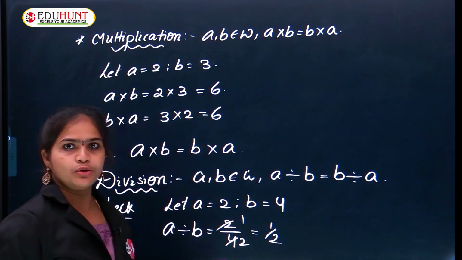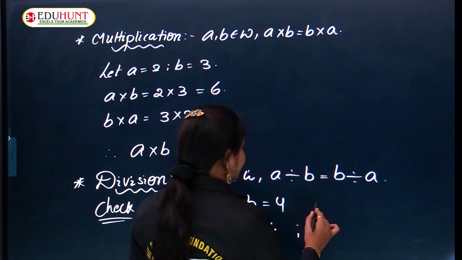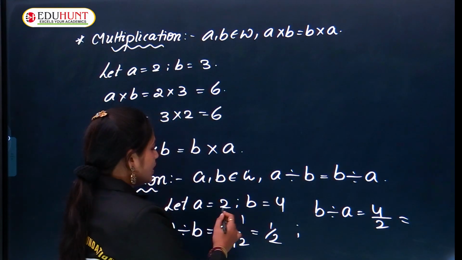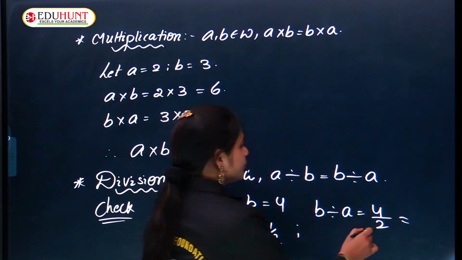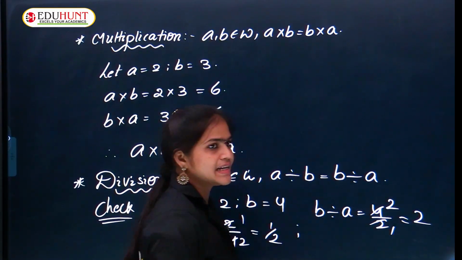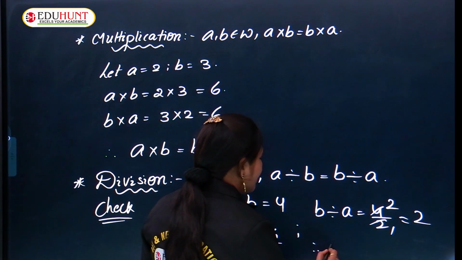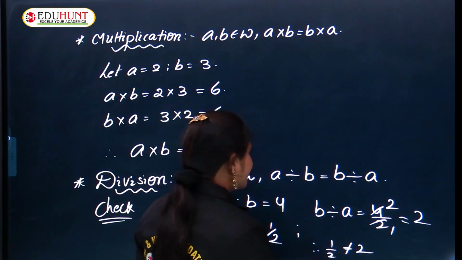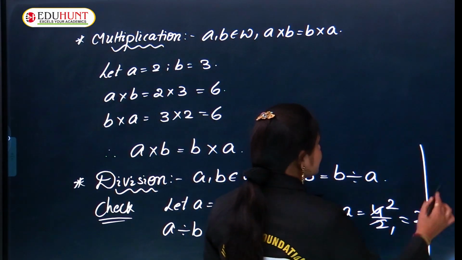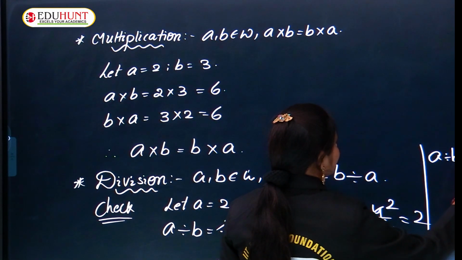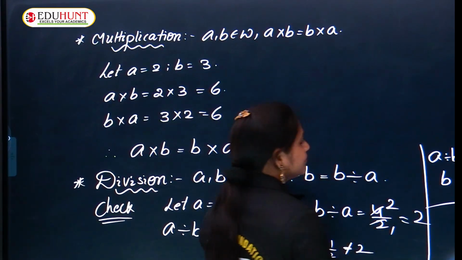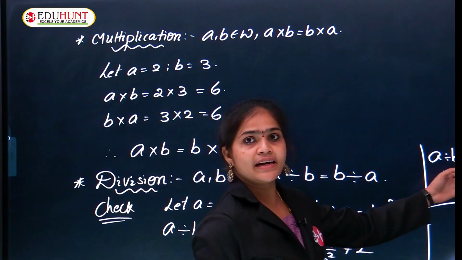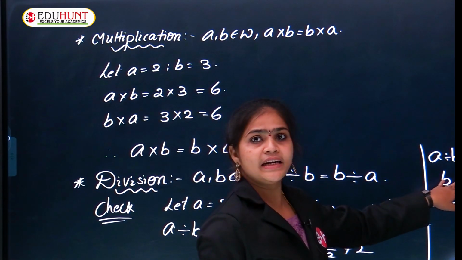This is also not a whole number. In the same way, B divided by A is equal to 4 by 2, where B is equal to 4 and A is equal to 2. Then 4 by 2, 2 ones are 2, 2 twos are 4, so we got the answer 2. But 1 by 2 is not equal to 2. So finally the statement we can say is that A divided by B is not equal to B divided by A. That is not satisfied. Understood?